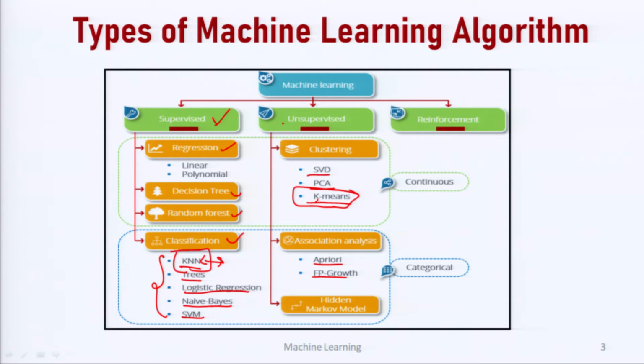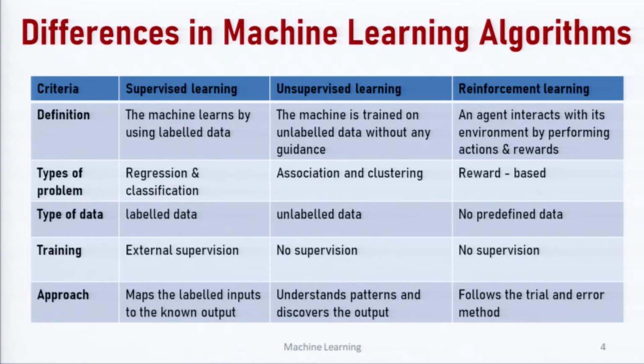So, we will not go more into that, but we will discuss more about this KNN algorithm, which is a supervised machine learning algorithm. Now, let us see what are the major differences among them: supervised, unsupervised and reinforcement learning. Based on these 5 criteria, the 3 major machine learning algorithms can be differentiated.